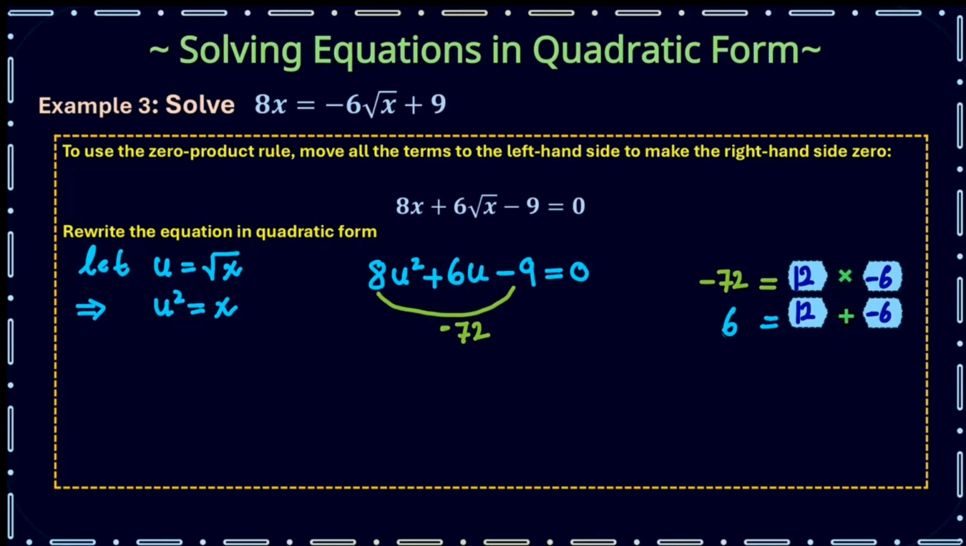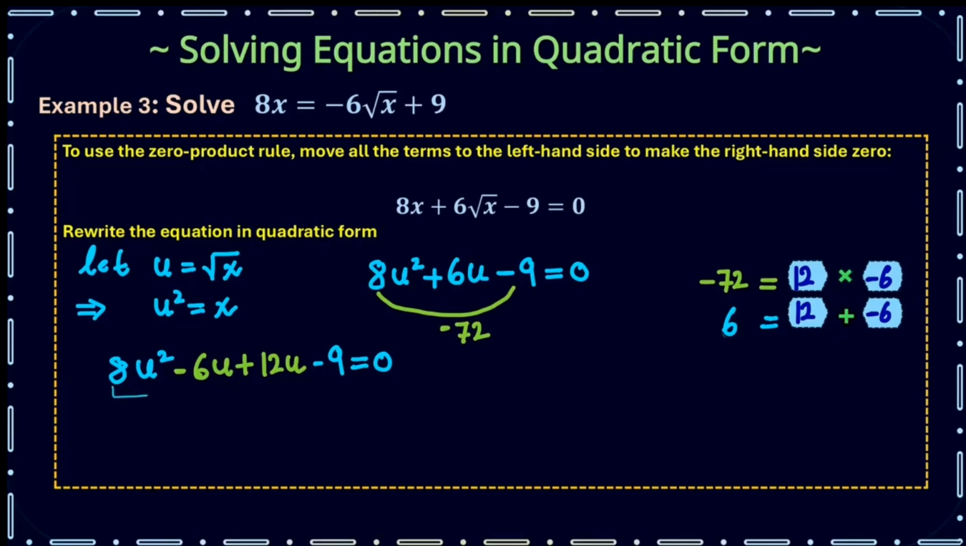Now we can rewrite the middle term using these coefficients. We have 8u squared minus 6u plus 12u minus 9 equal to 0. And again, it doesn't matter if I write 12u and then minus 6u. The factorization is still going to work.